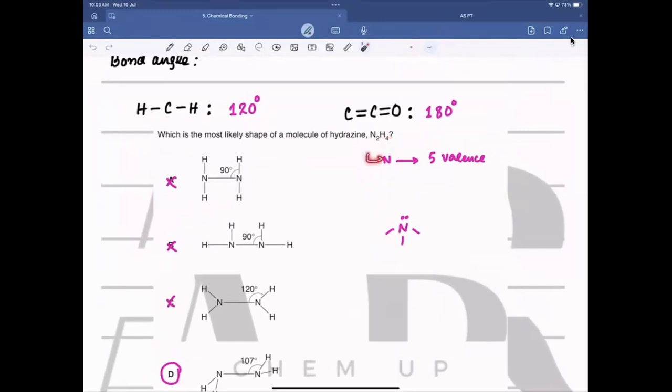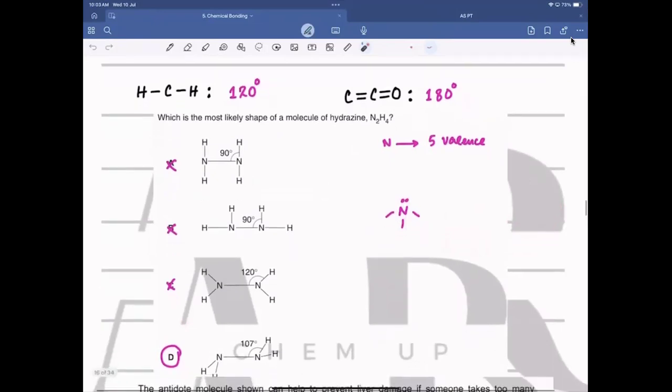So first we work on the nitrogen atom, which is the central one, and it has 5 valence electrons, right? So it means that normally it is going to make three bonds and it has one lone pair. So it has three bond pairs and one lone pair. If this is the case, we know that the bond angle is going to be 107 degrees, right? So that is our D option, which is going to be correct, and A, B, and C are wrong ones. Is this understandable? Yes, sir.